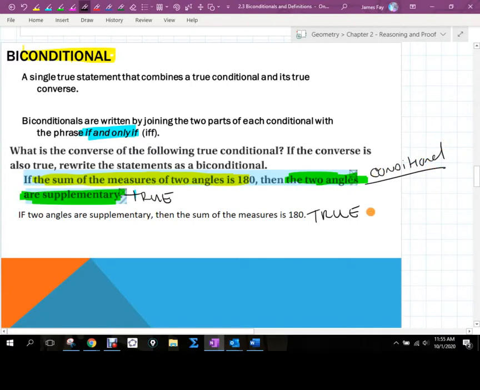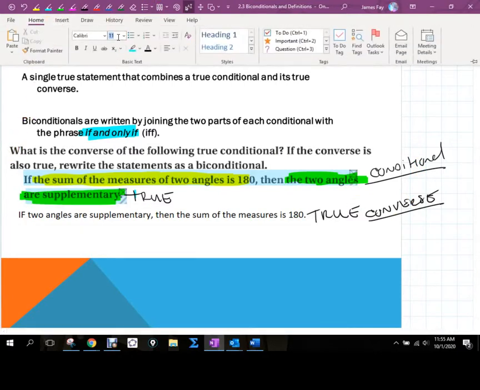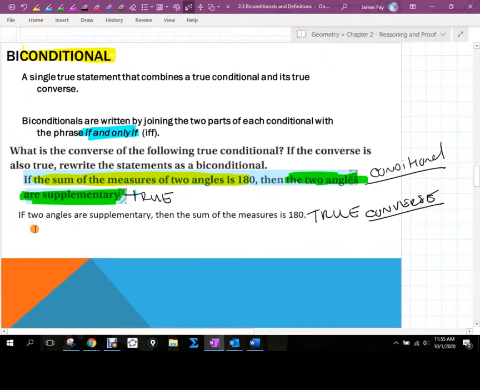that is true. We have its converse that is also true. So because the conditional and its converse are both true, these statements can actually be rewritten as a biconditional. So I'm going to write the biconditional down here for us. And there's two ways you can write every biconditional, because you can read them forwards and backwards, okay?